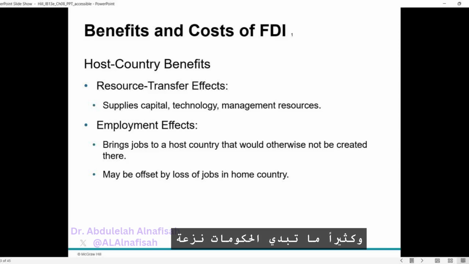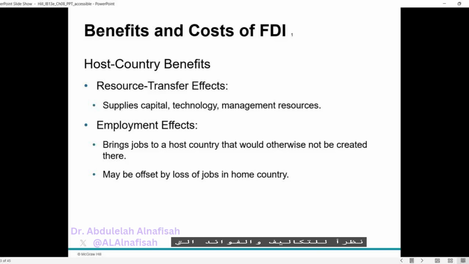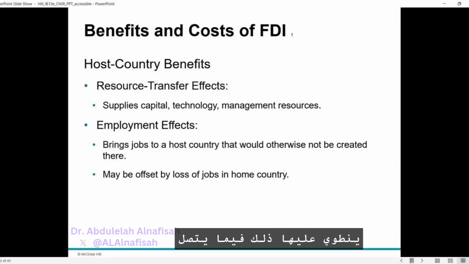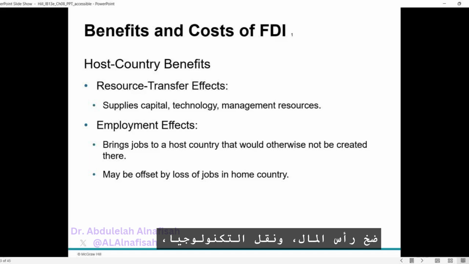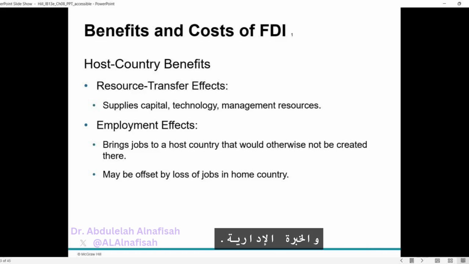Governments often exhibit pragmatic nationalism regarding foreign direct investment, FDI, considering the costs and benefits involved. Concerning host countries, benefits of FDI include resource transfer effects like capital infusion, technology transfer, and management expertise. Multinational enterprises, MNEs, bring capital resources and advanced technology, stimulating economic growth and productivity.